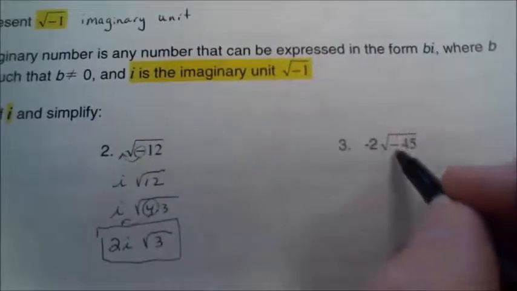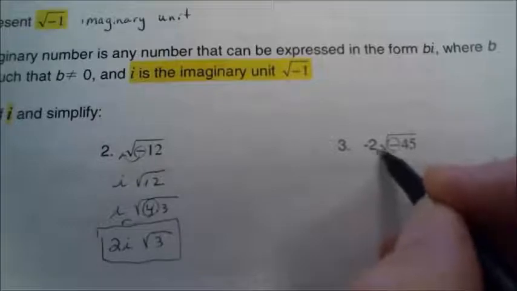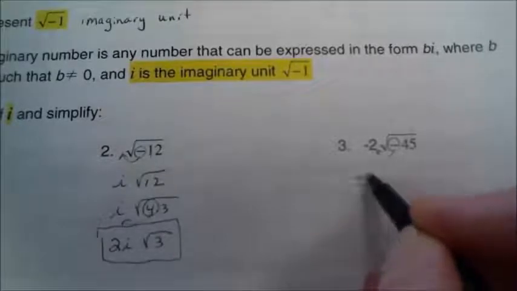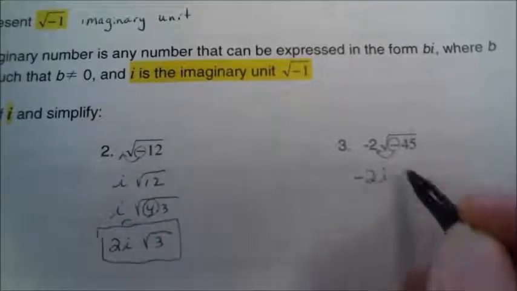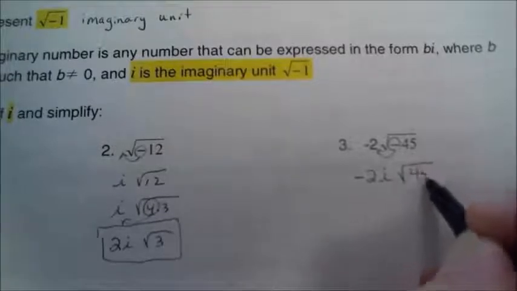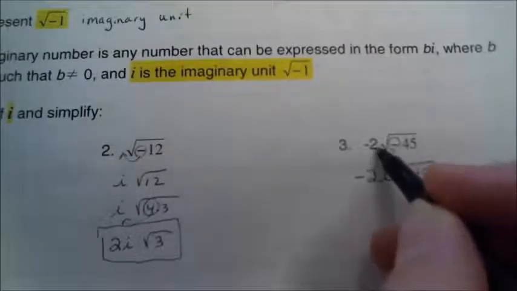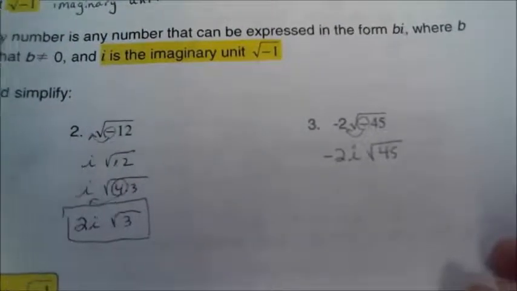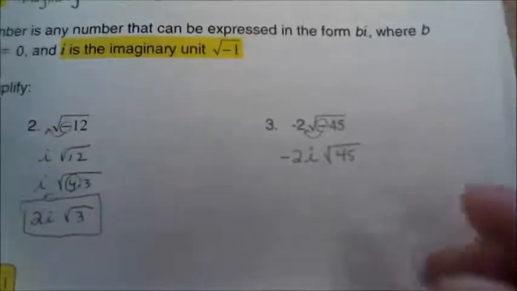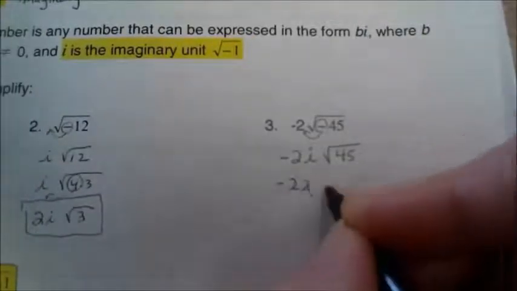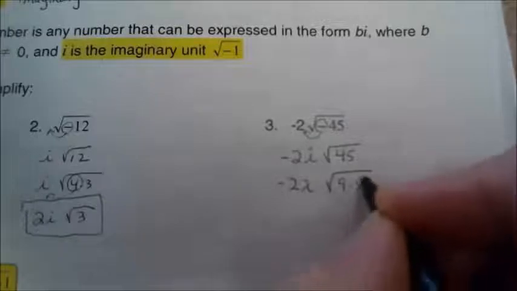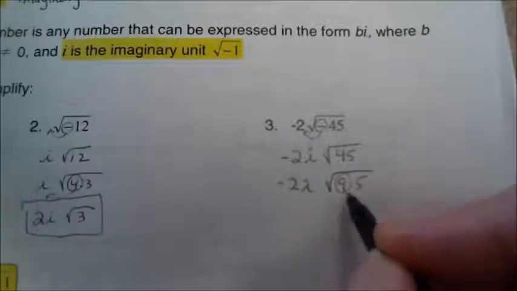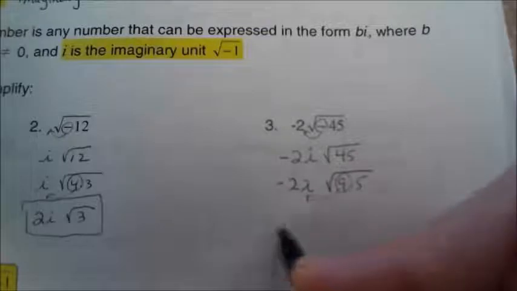And here you have a negative underneath the radical, so you're going to pull it out and call it i. So it's negative 2i times the square root of positive 45. Remember that negative under the radical always becomes an i, if it's a square root, I should say. Now 45 can break down into 9 times 5. So it's negative 2i times the square root of 9 times 5. And the square root of 9 becomes a 3. Negative 2i times 3 is negative 6i times the square root of 5.